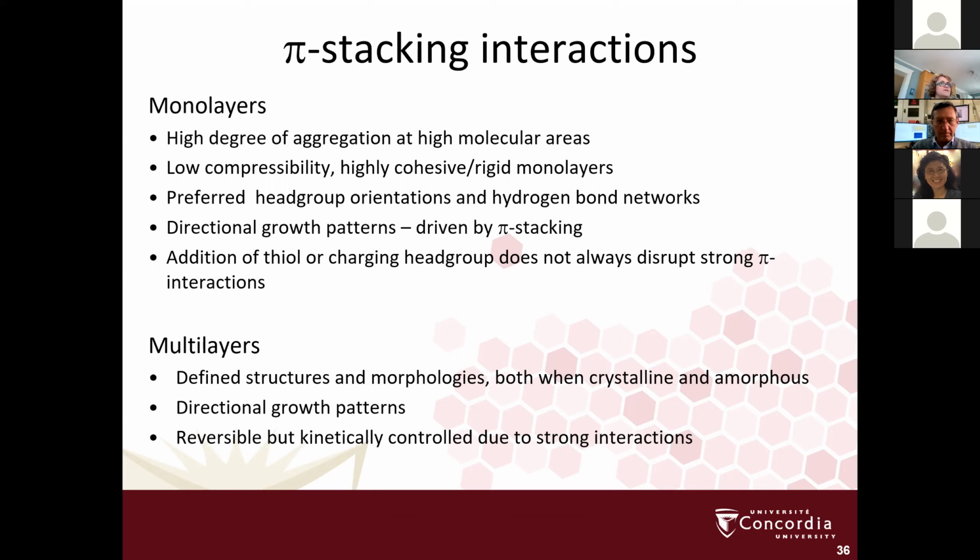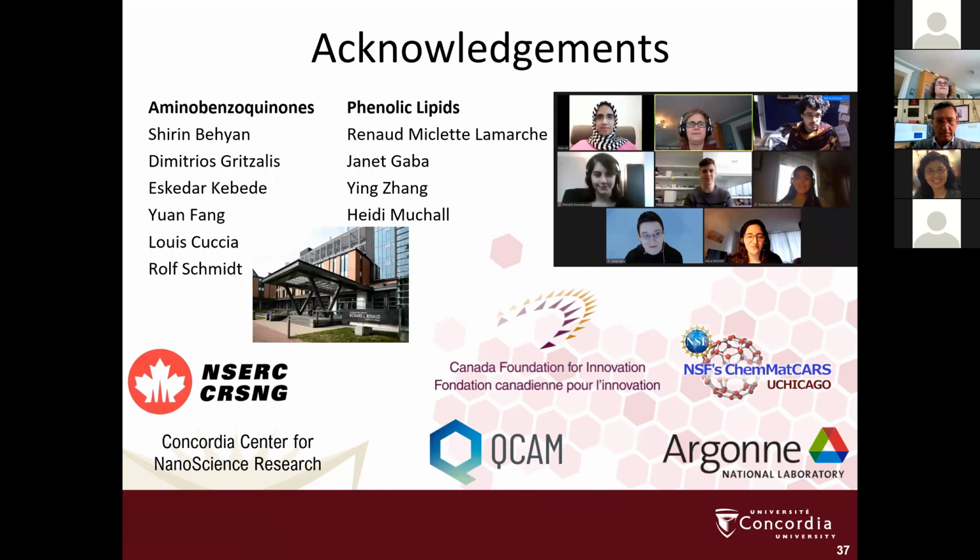We see multilayers in both our systems. We have defined structures in terms of heights, both when the multilayer is crystalline, but also when it's amorphous. And again, we see directional growth patterns along those striated boundaries in the first system, and here very highly controlled thicknesses and structures. And they're all reversible, but again, kinetically controlled because of those strong interactions. And with that, I'll finish.